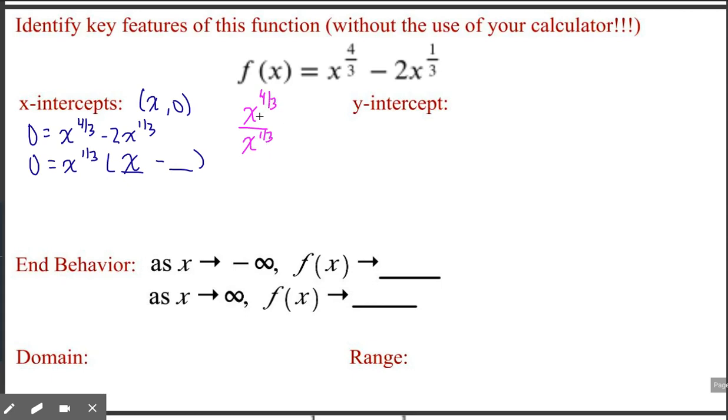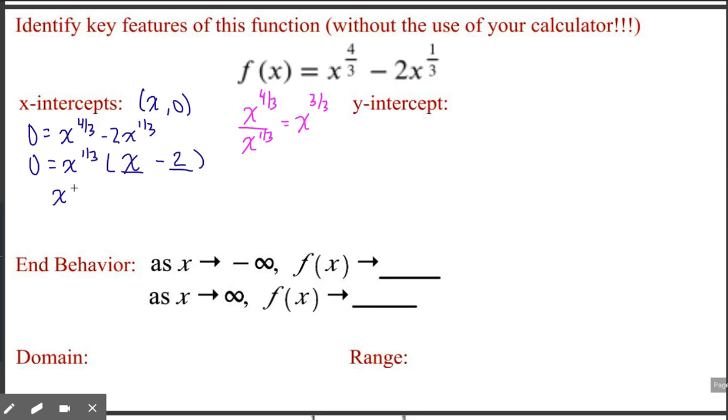X to the 1/3 canceled from x to the 4/3 would leave x to the 3/3, or I could apply my exponent property saying if you're dividing things with the same base, subtract the exponents. I get x to the 1st. Continuing on, my term of -2x to the 1/3, if I divide out the x to the 1/3, I would be left with just 2. And this is the factored version of this equation.